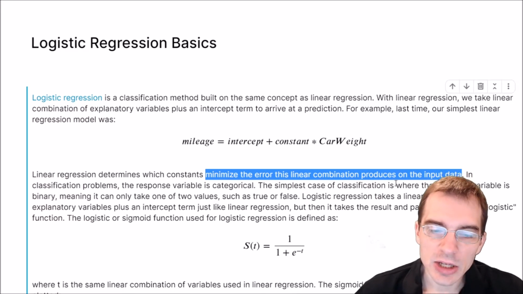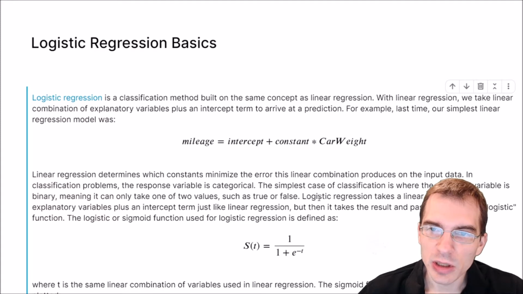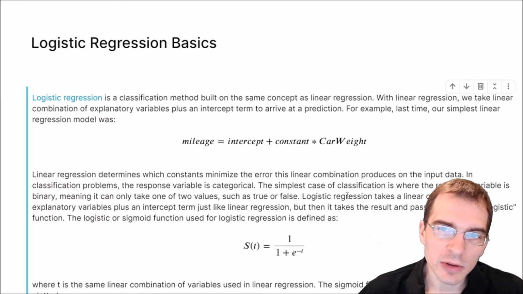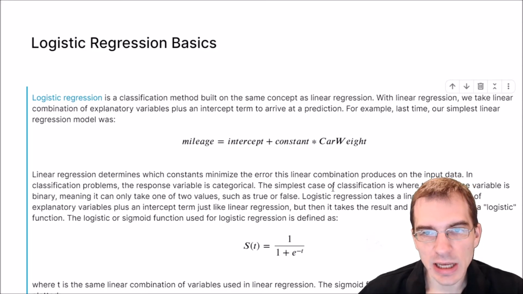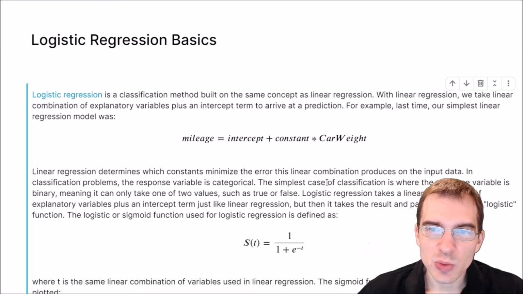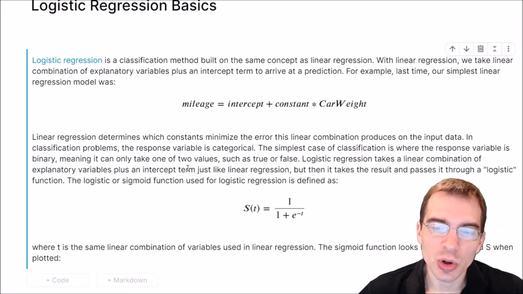Now, in a classification problem, the response variable is categorical. We can't really use a linear regression to make a prediction for a category because categories don't have real numbered values associated with them. Now, the simplest case of classification is where the response variable is binary, meaning it can only take on two values, such as true or false.